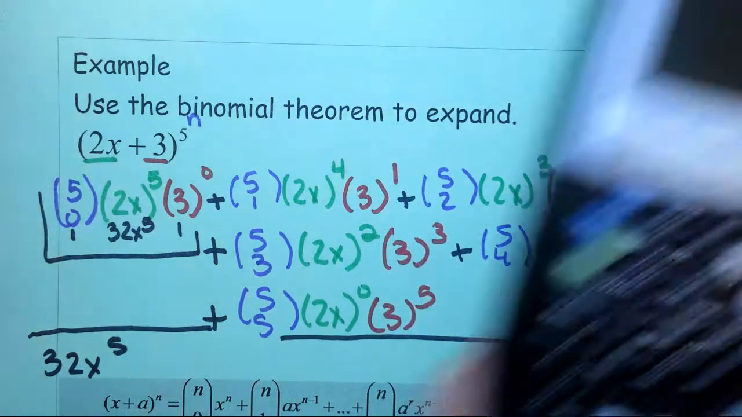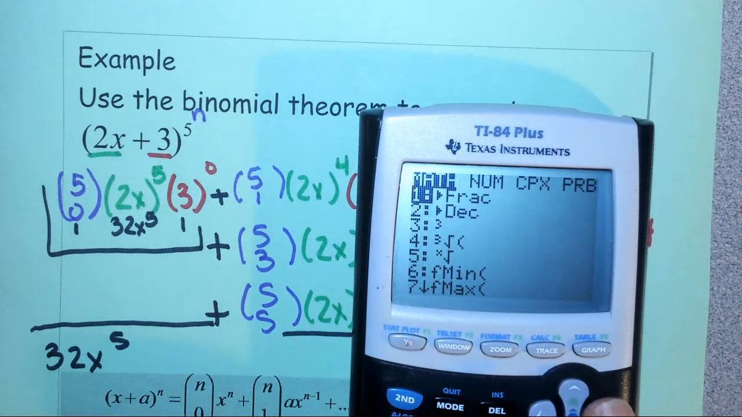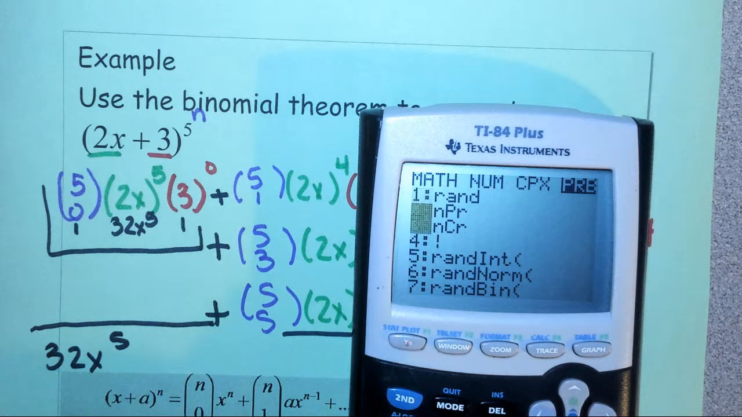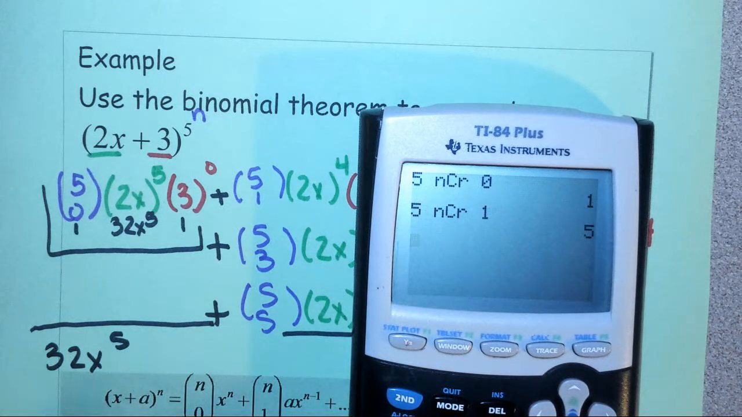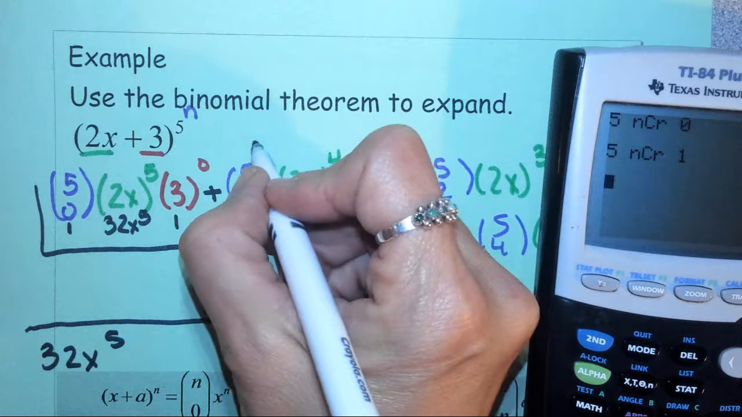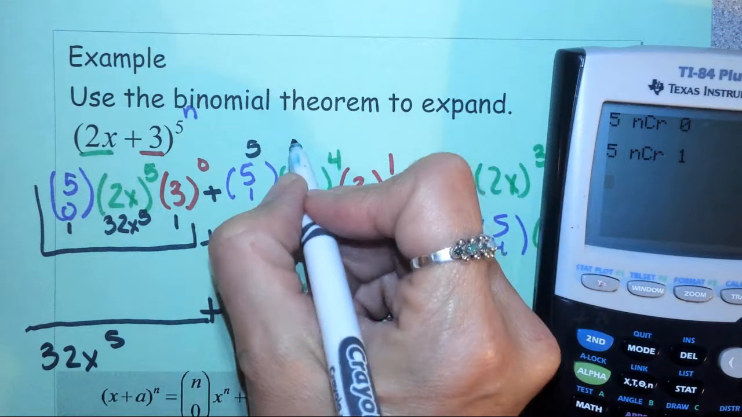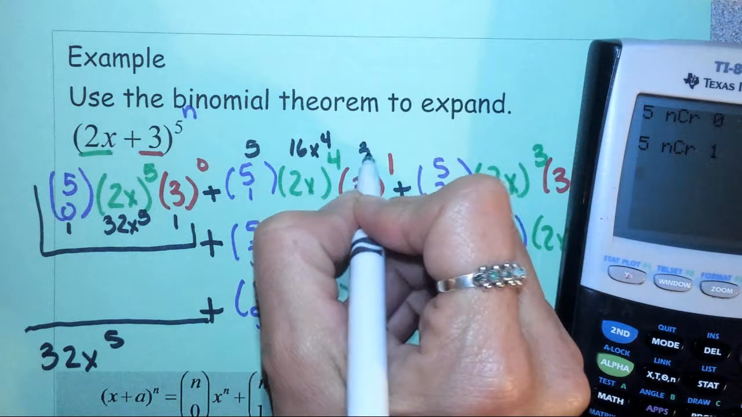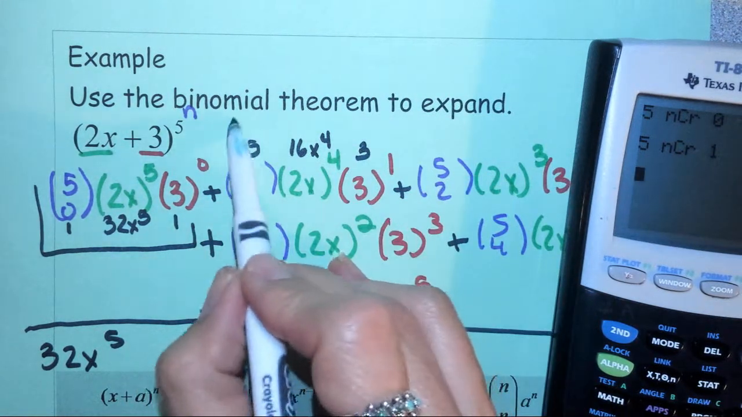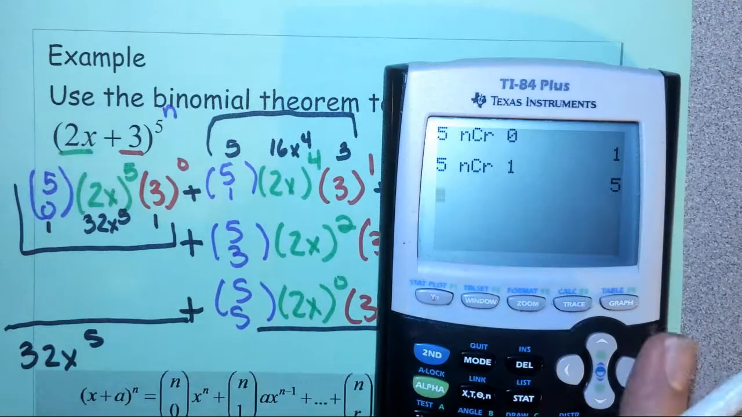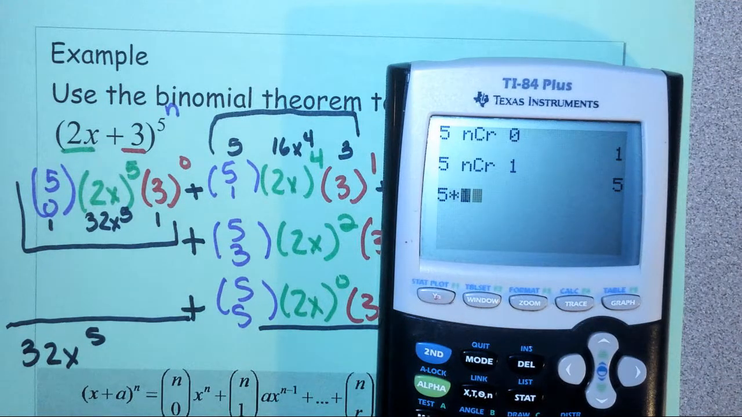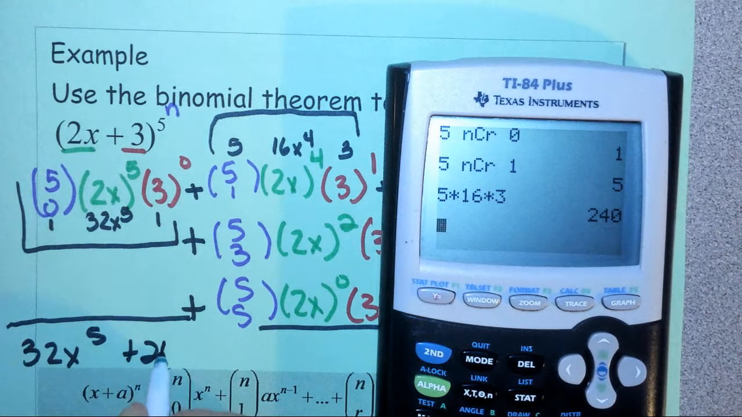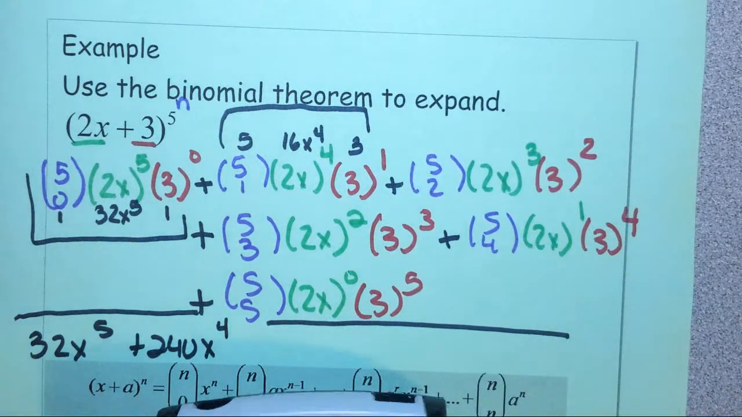Now I'm going to go to the next one. I'm going to do 5 choose 1. 5 choose 1 is 5. So this right here is a 5. 2 to the 4th is 16x to the 4th. And 3 to the 1st is 3. I'm going to take all 3 of these numbers up here and multiply them together. So 5 times 16 times 3. 240x to the 4th.